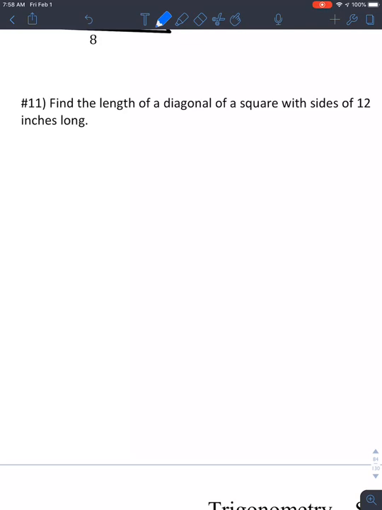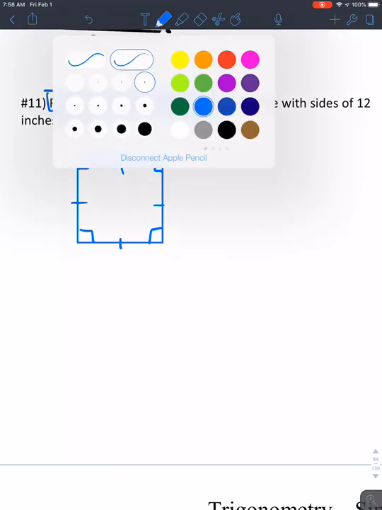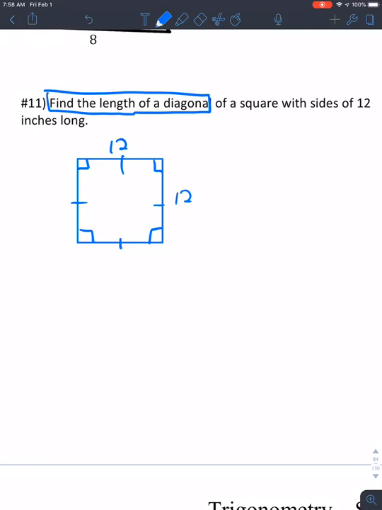Find the length of the diagonal of a square with sides 12 inches long. What in the world does this have to do with special right triangles, you may be asking yourself. A square has 4 right angles. All the sides are the same length. Find the length of a diagonal. Once again, each of these sides are 12. A square is a rhombus and a rectangle. The diagonal in a rhombus bisects the opposite angles, so that makes these 45s.